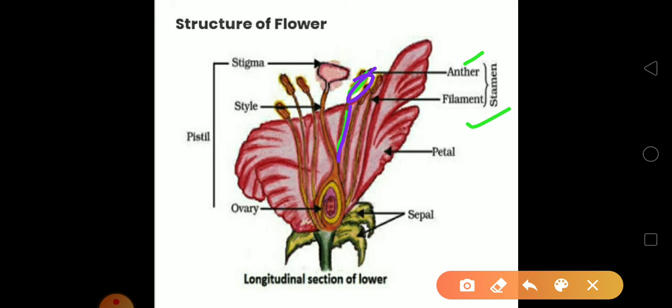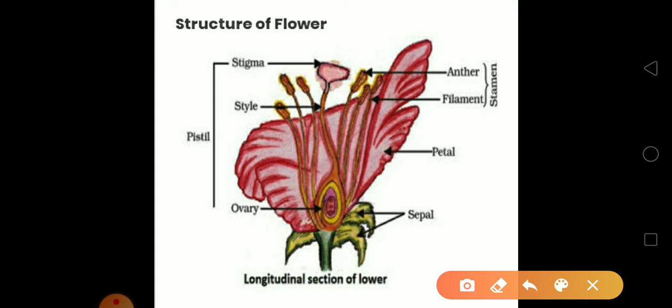It contains pollen sacs. We can say microsporangia. Usually this is the anther, and the anther contains pollen sacs, we can say microsporangia, and pollen grains are made inside the pollen sac. So pollen grains are basically present in the pollen sac, and pollen grains produce male gametes, right? Pollen grains produce male gametes.